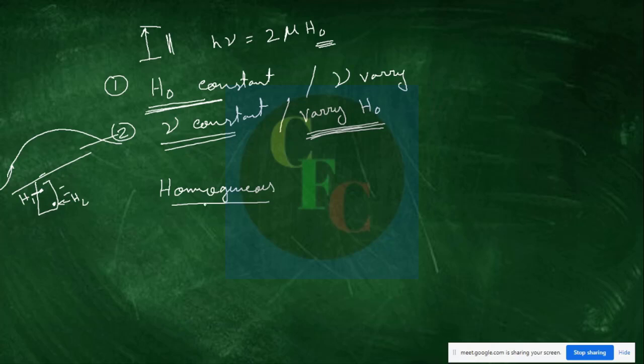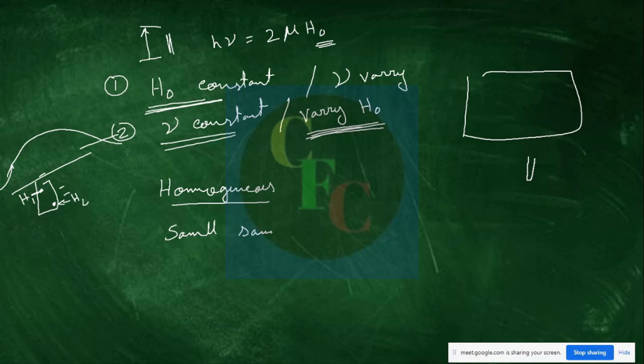Another important thing is, if you want to maintain a homogeneous field, you cannot do it in a very large area. You can do this at a particular time, for a small period of time, for a very small space. That's why NMR requires a very small sample size. In fact, NMR is done in tubes.